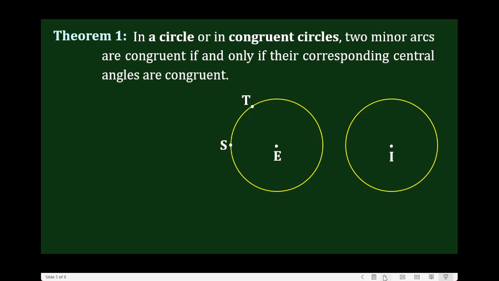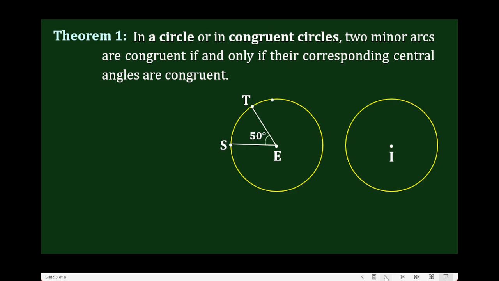Now drawing a radius, or a segment, from point E to each of these selected points, we have a central angle whose name is angle SET. And suppose this angle has a measure of 50 degrees. Therefore, the measure of its intercepted arc ST is also 50 degrees.